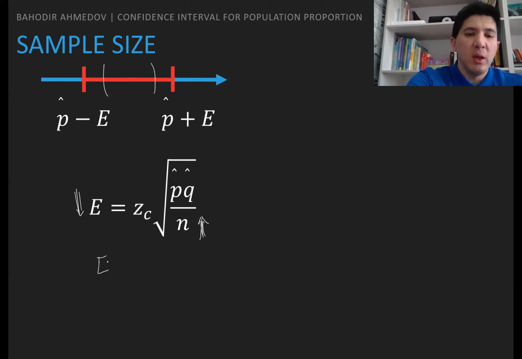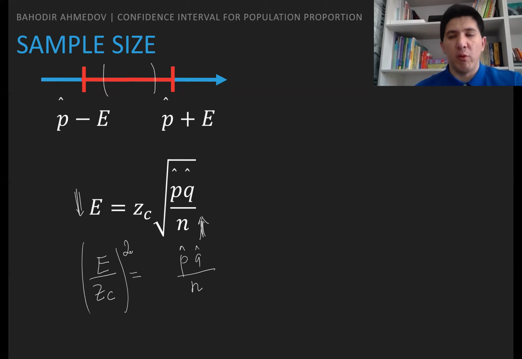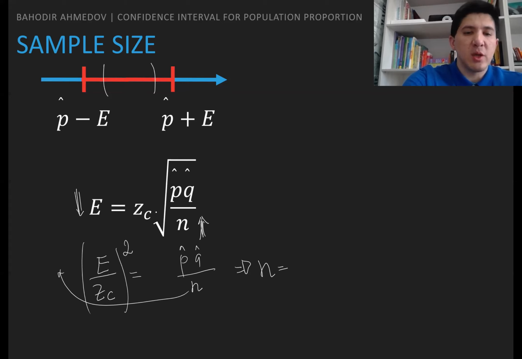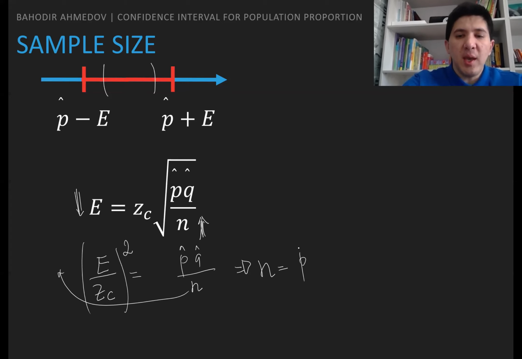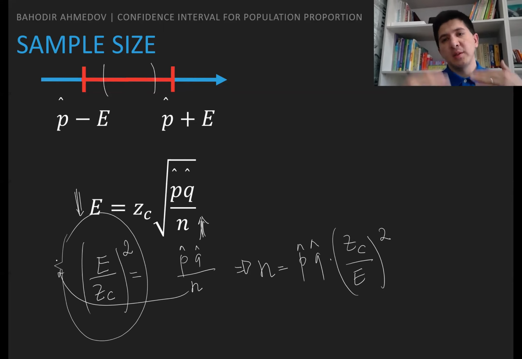It's going to be E over Z_C is equal to the square root of p hat q hat divided by N. If I take the squares of both sides, I will get this kind of formula. From here, I'm going to find the N. So the N is going to be equal to p hat times q hat times the critical point Z divided by the error margin E, squared. Basically, whenever this term goes to the other side, the fraction is just going to flip over.